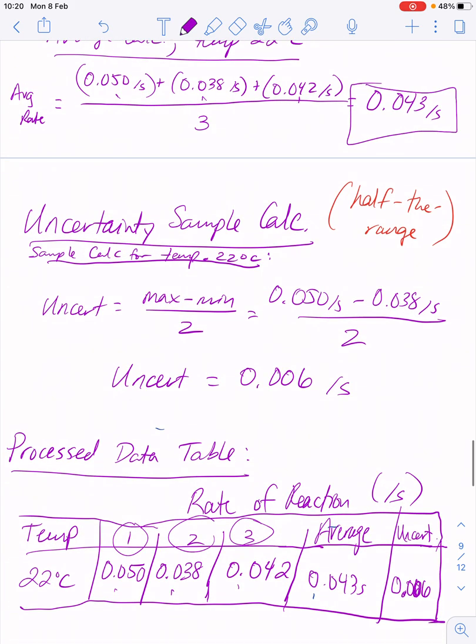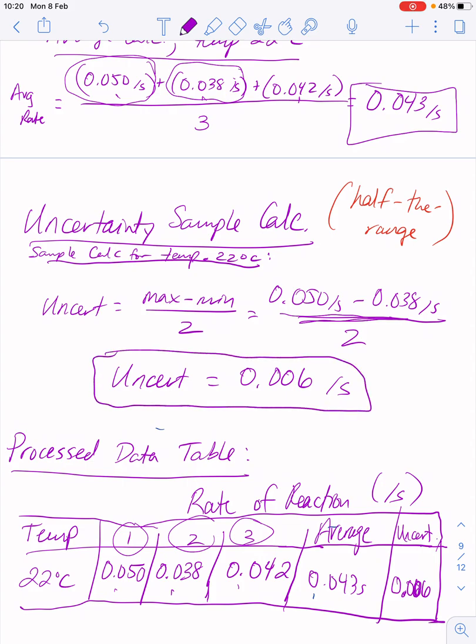Final thing you have to calculate is the uncertainty. The uncertainty is a way of expressing how much variation there was in the trials. And the way we do that is with the method called the half the range method. So I take the highest value that I got and the lowest value that I got. The highest value is 0.05 as my rate, and the lowest was 0.038. So I find the difference between them by subtracting, so 0.012, and I divide that by 2. That's why it's half, so I'm taking half the range. So the uncertainty is 0.006, same unit as the rate, so per second.